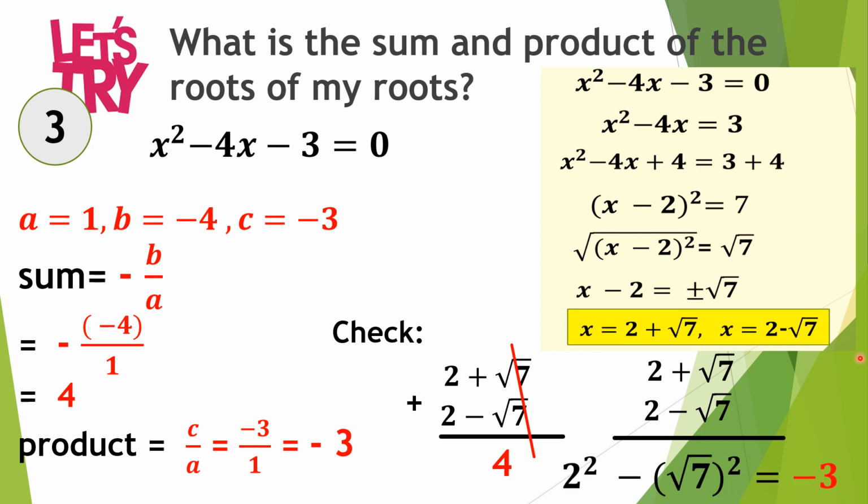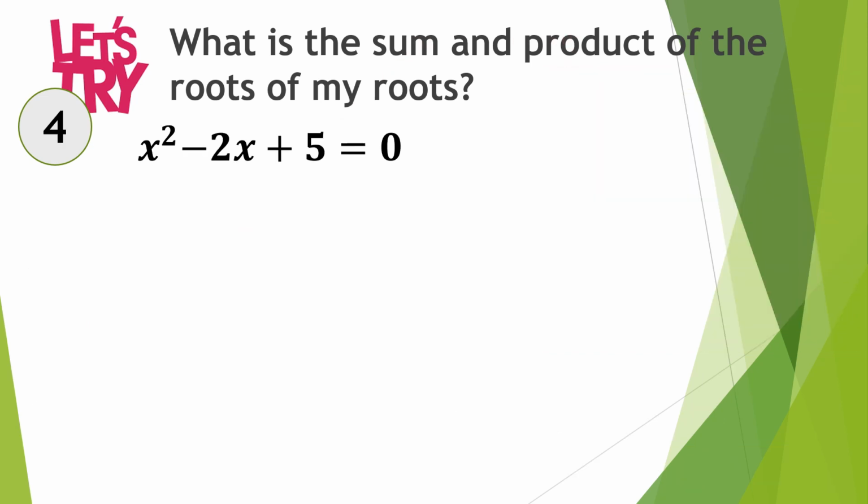So their product is equivalent to negative 3, and negative 3 is their product. And so it's also the same as this one here, product. So once again, you don't need to get the actual roots of a given quadratic equation if you are just after the would-be sum and product of the roots. So that's the technique.